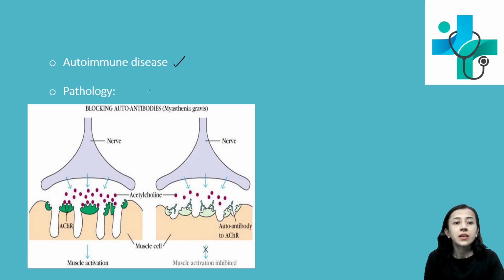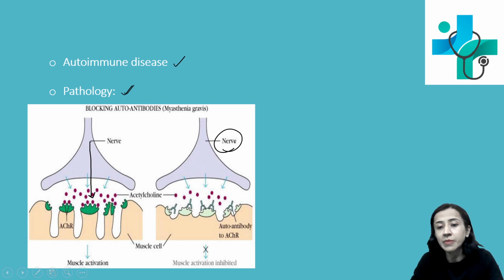Here is the pathology. What is the pathology of myasthenia gravis? Here you can see the myoneural junction is not able to transmit the signals from the nerve fiber to the muscle fiber. This is the normal neuromuscular junction, where impulses are transmitted from nerve fiber to muscle fiber. In myasthenia gravis, there is no impulse transmission, and that results in paralysis of the involved muscle.